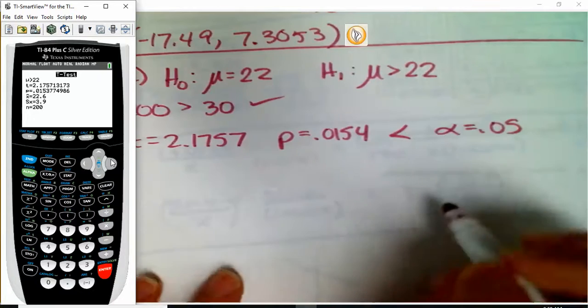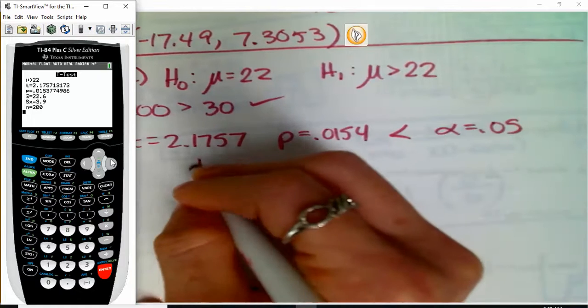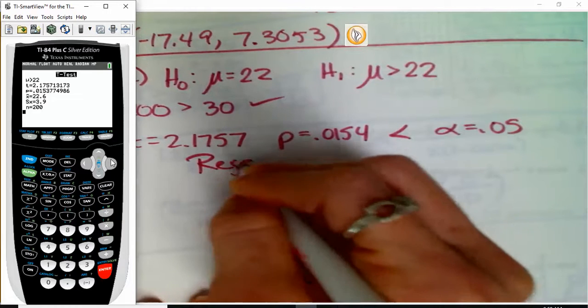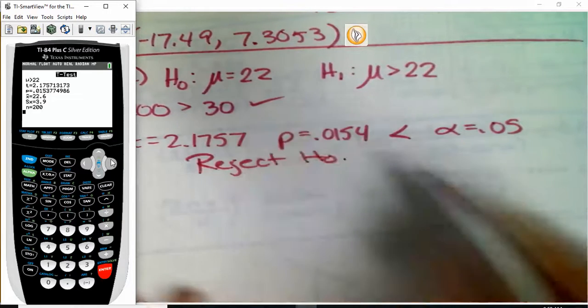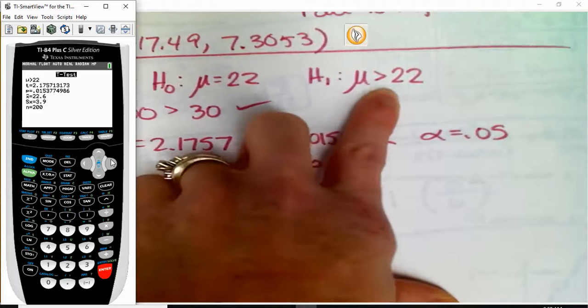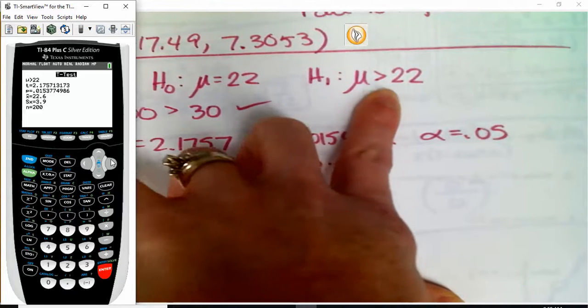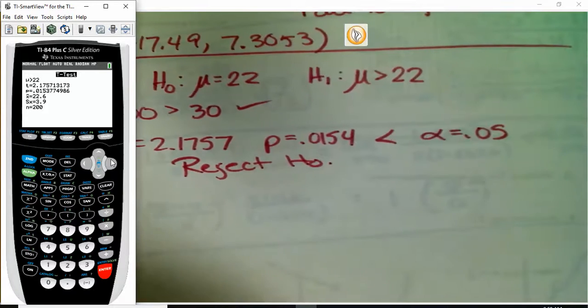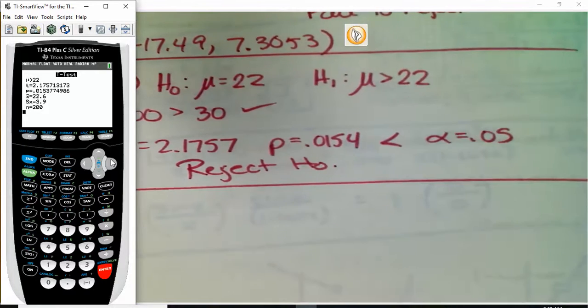P is less than alpha, so what does that tell me? Reject the null. In other words, there is sufficient evidence that those students scored higher. So that was part D, your conclusion. There is sufficient evidence to conclude that those taking the core curriculum scored higher on the ACT.